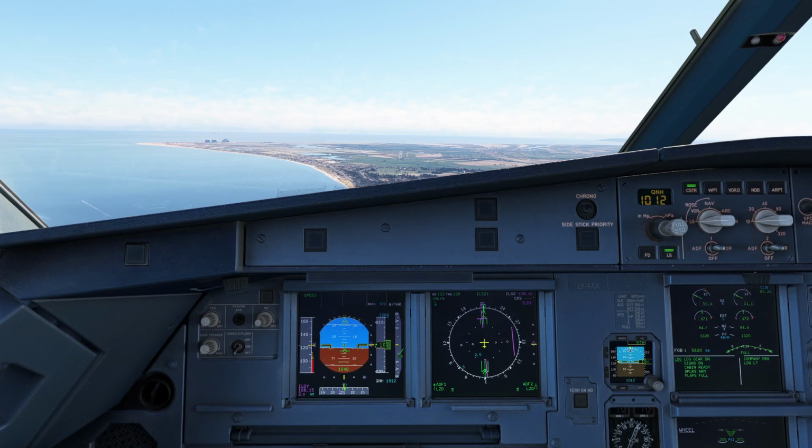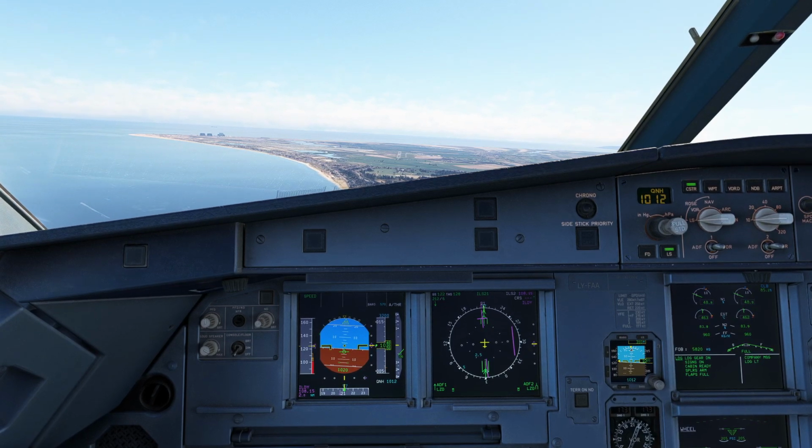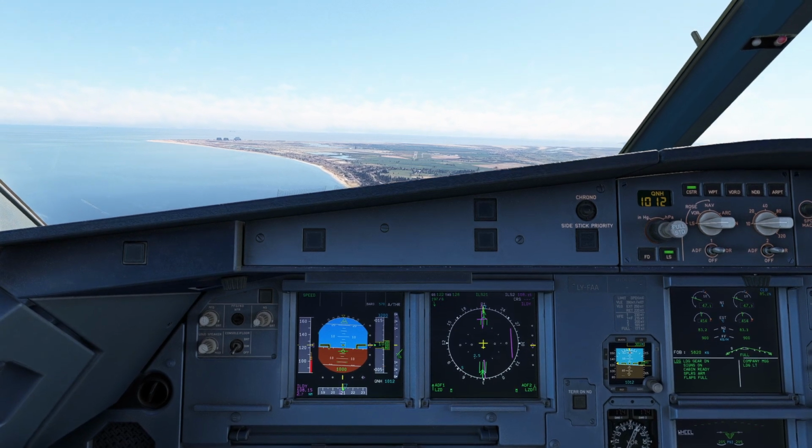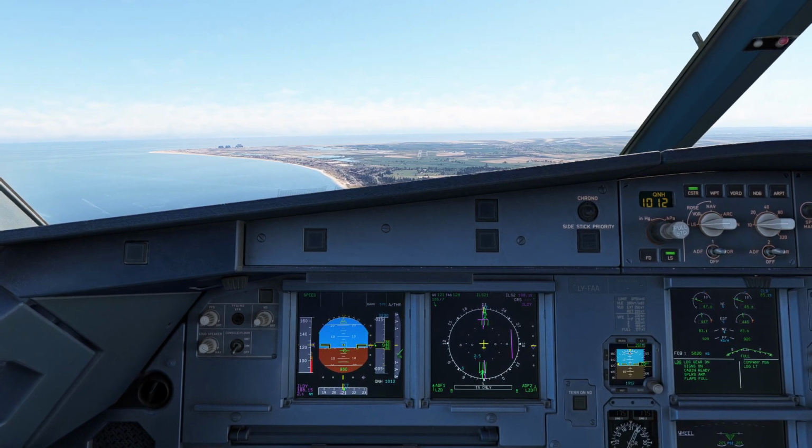We are actually on the runway center line and going down to the runway.